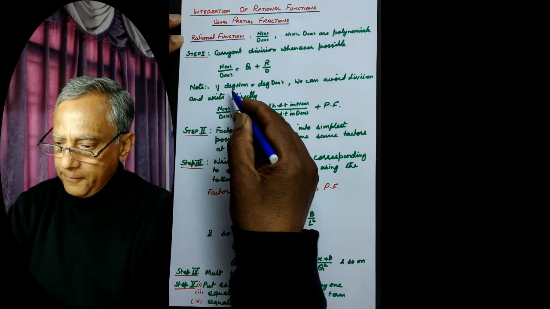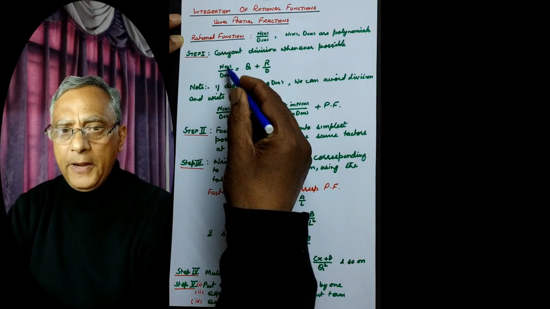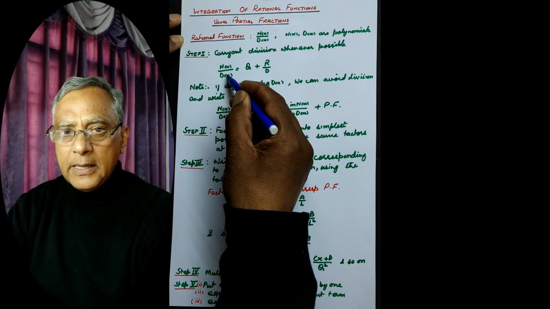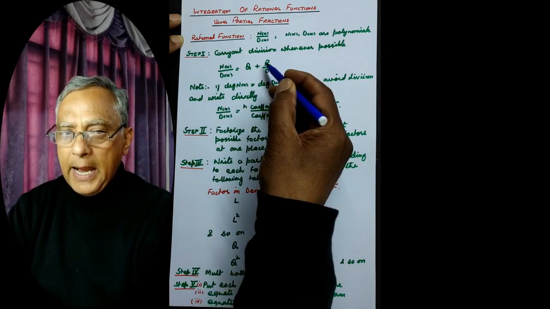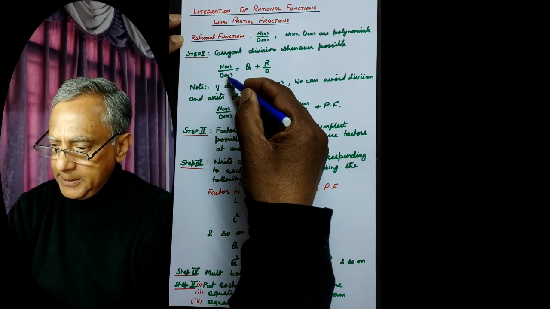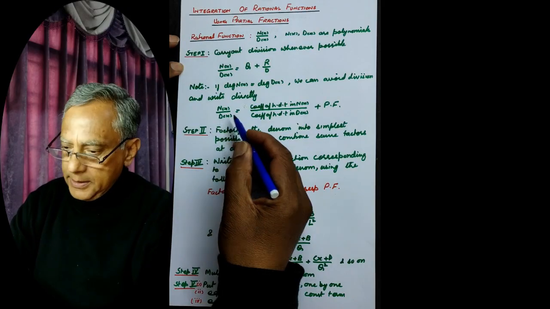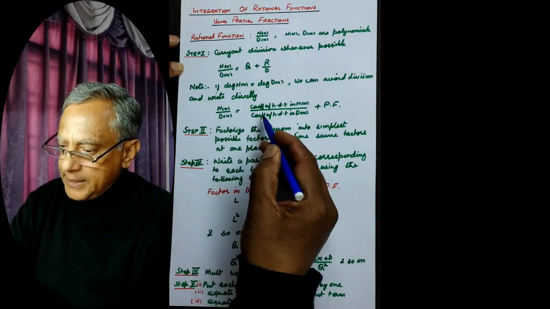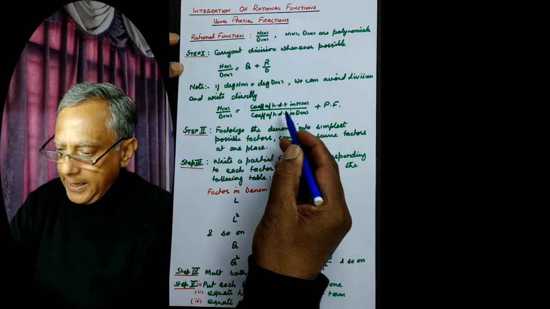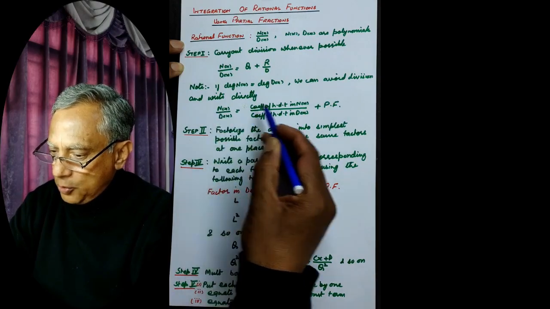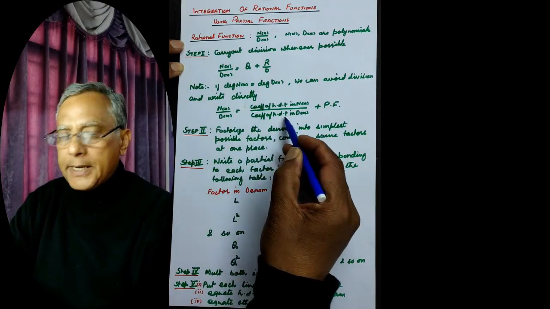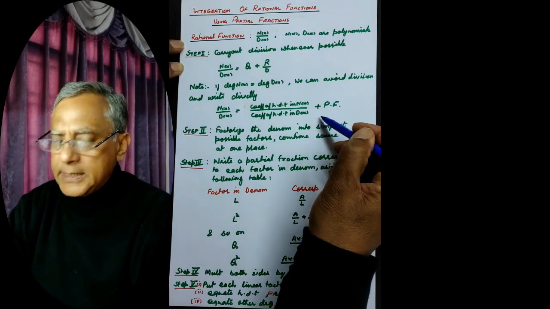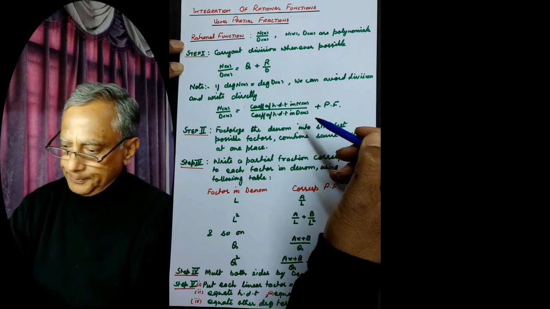Now note, if degree of numerator is equal to degree of denominator, then we can avoid this division and write this directly as numerator over denominator is equal to coefficient of highest degree term in numerator divided by coefficient of highest degree term in denominator, plus partial fractions. I will just tell you how to write these partial fractions in the next step.